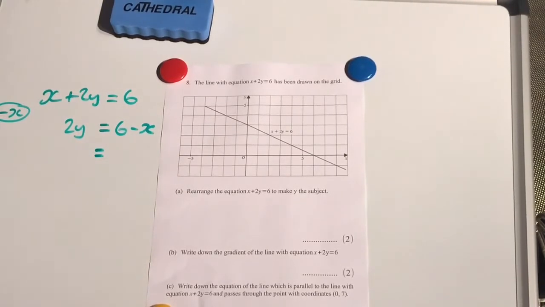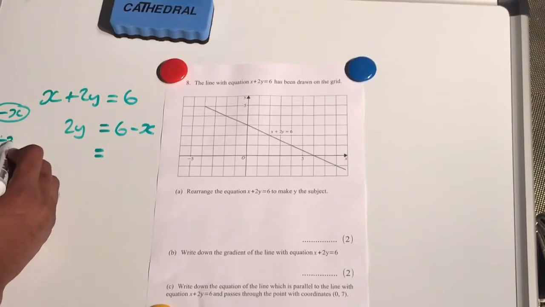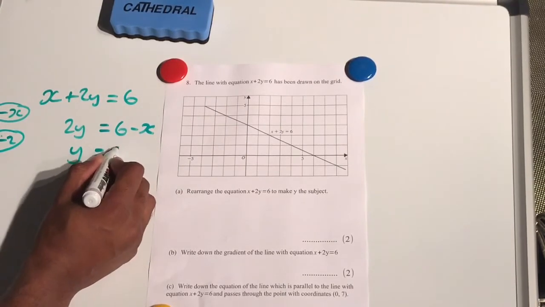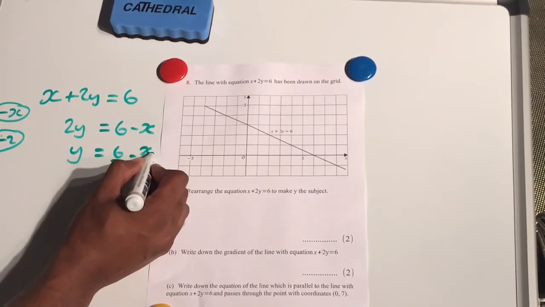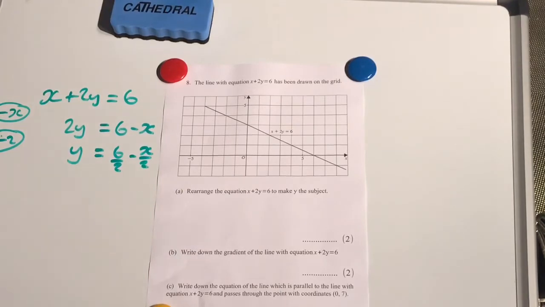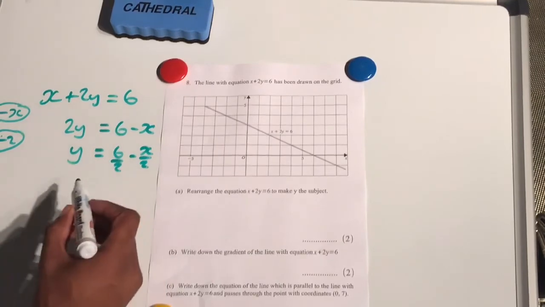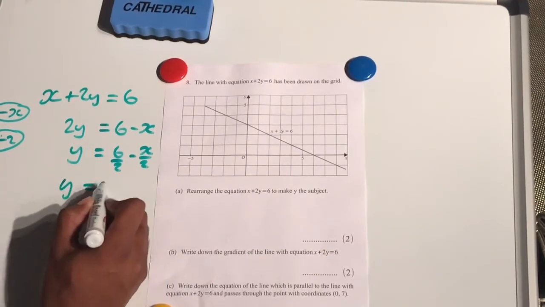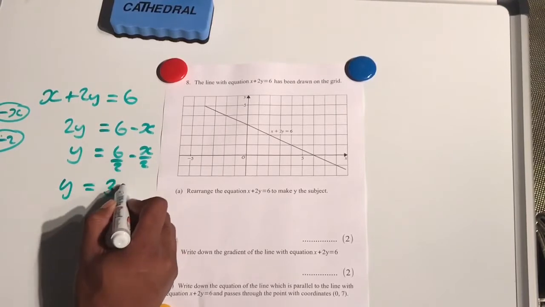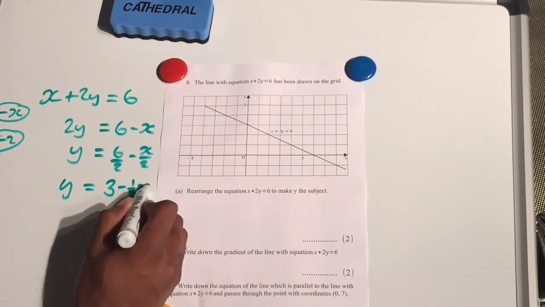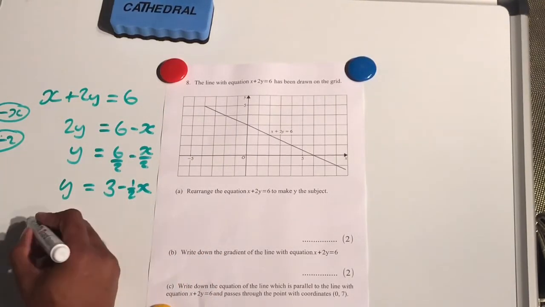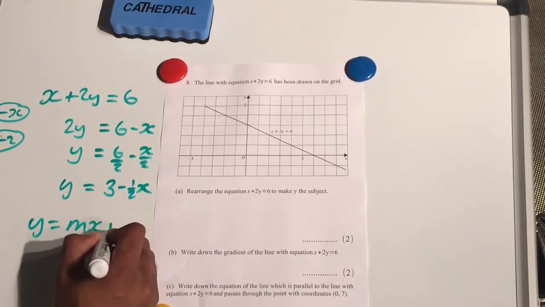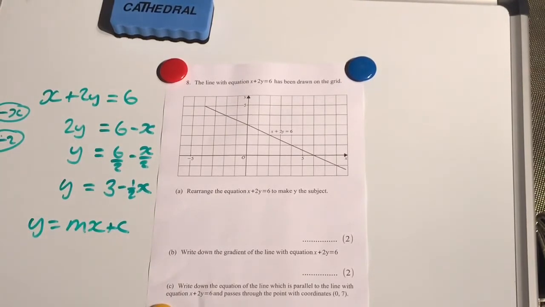Then I'll keep the equal sign in line again, and here I'm going to divide by 2. That leaves y on this side, and 6 over 2, which is 3, and take away x over 2, which is a half x. That looks really awkward, but if I simplify that even further, I've got y equals 3 take away a half x. Just so you can see clearly, I'm writing it very close to the y equals mx plus c form, just so I can show you what's going on.